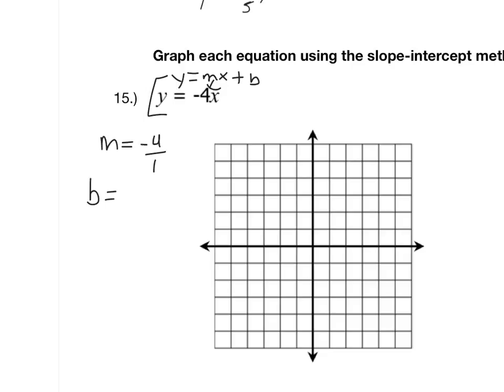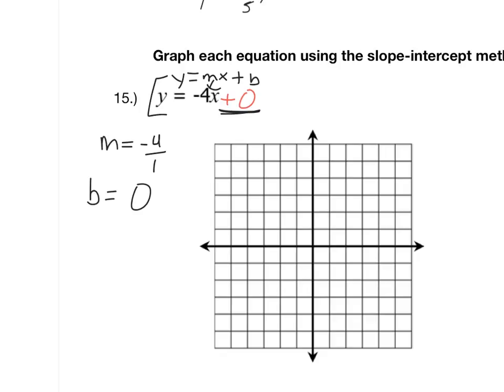But this one might be a little confusing, trying to figure out your y-intercept, because there's nothing here. So if there's nothing here, what's your y-intercept? Well, what number represents nothing? I mean, what can we add to negative 4x that wouldn't really change this equation? 0, right? So if that confuses you, just go ahead and add a plus 0.